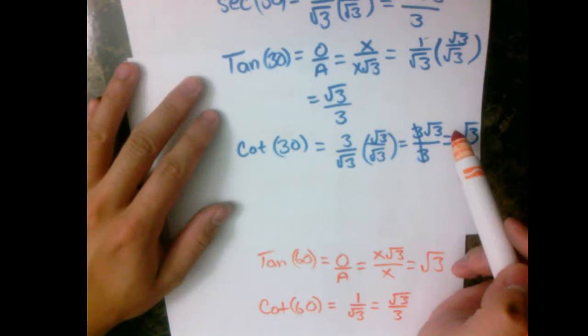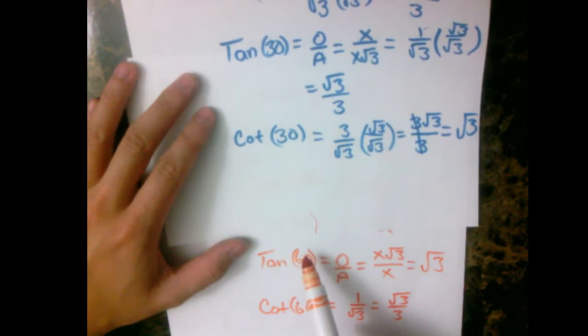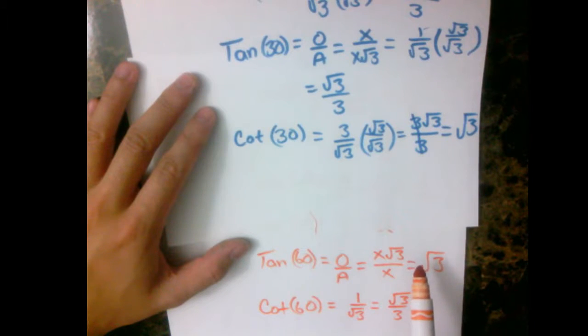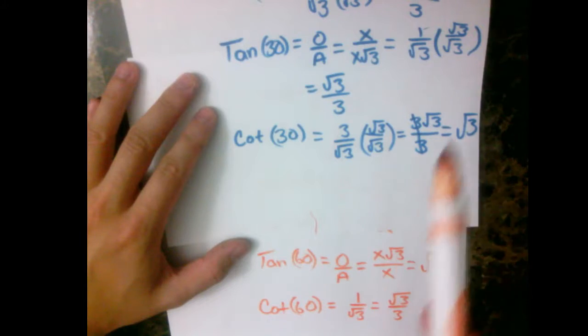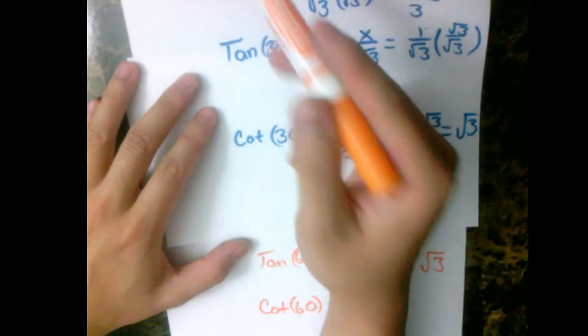Cotangent of 30, root 3. Tangent of 60, on the other hand, is just root 3. And then the cotangent of 60 is root 3 over 3. So they flipped. And then all these other values, your sine flipped with your cosine.